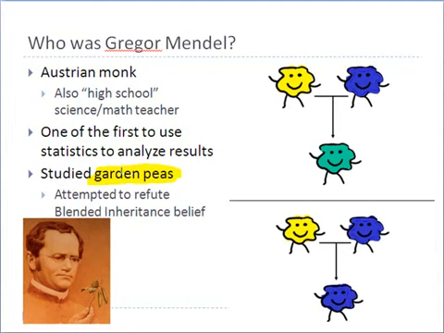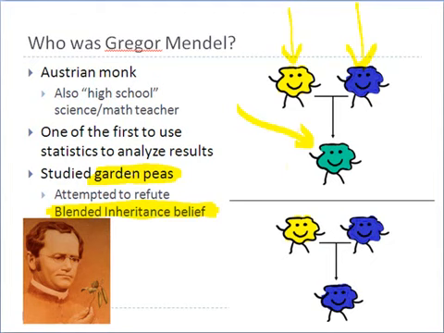And what he attempted to do, through very, very careful crossbreeding of different types of pea plants and very careful record keeping and statistical analyses of the results of those matings, he was able to refute the blended inheritance belief that was widely accepted at that time as the way to describe how traits were inherited from parents. And the blended inheritance belief went something like this. If your mother is tall and your father is short, the blended inheritance belief said, well, you'll be halfway between those two, you'll be medium height.